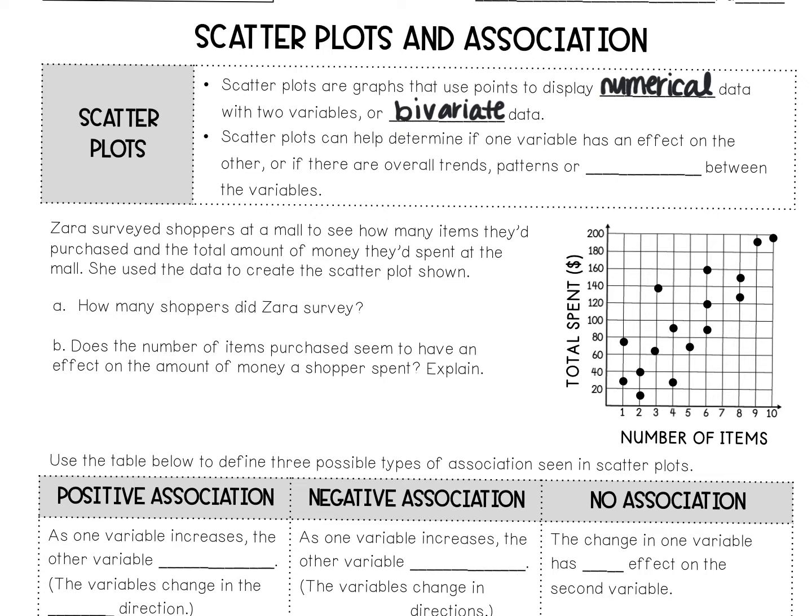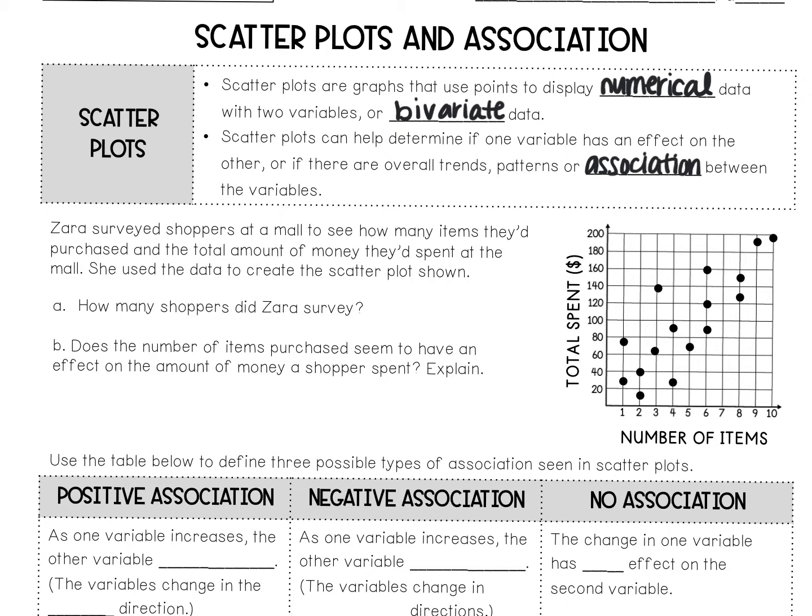Scatterplots can help determine if one variable has an effect on the other, or if there are overall trends, patterns, or association between the variables. So association is the relationship that exists between the two variables that we're looking at.